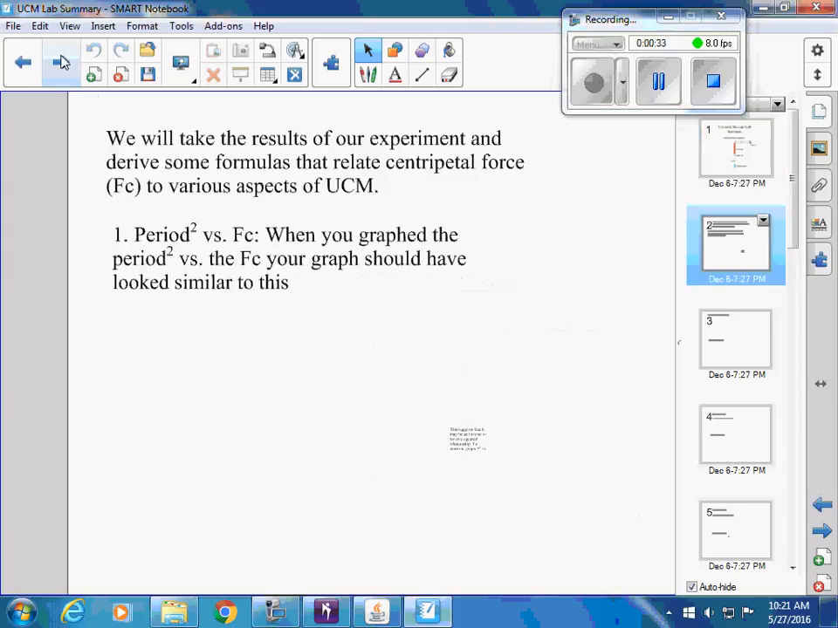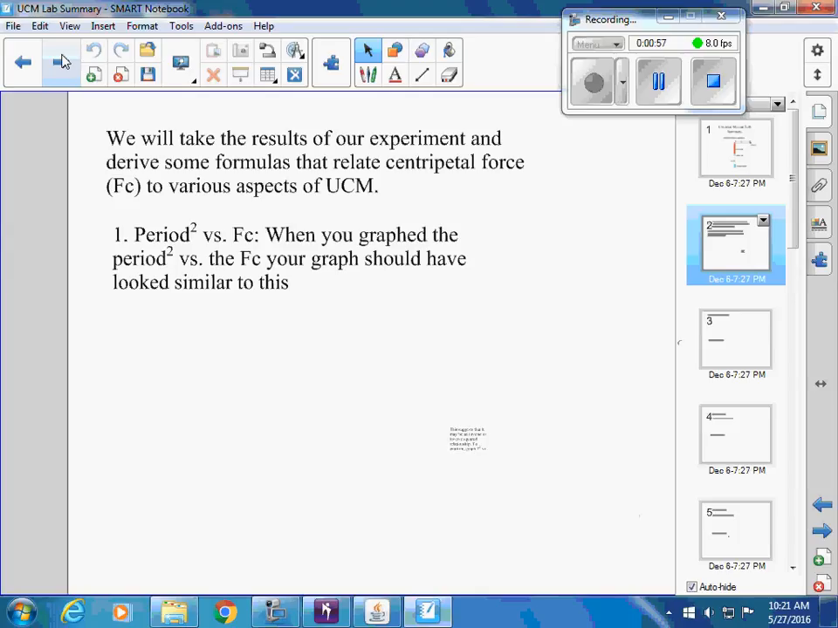Okay, so what we're going to do is take the results of our experiment and derive some formulas that relate centripetal force Fc to the various aspects of UCM. So the first part of the lab, we changed the number of washers, right? And what kind of relationship is there between the number of washers and the speed?